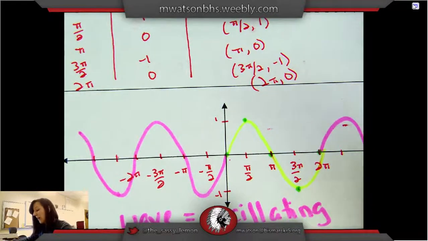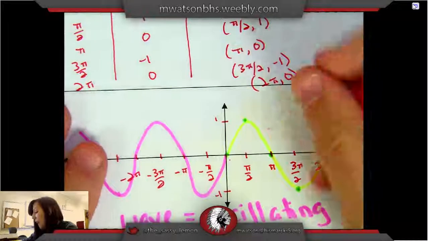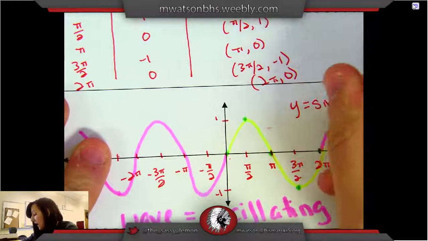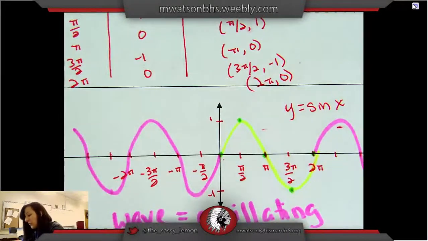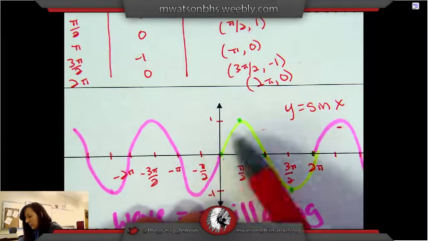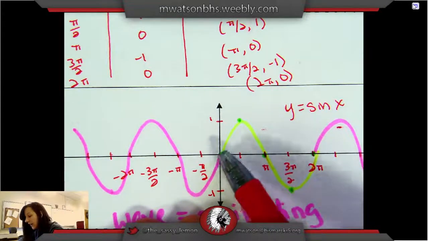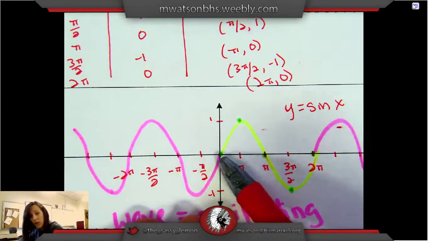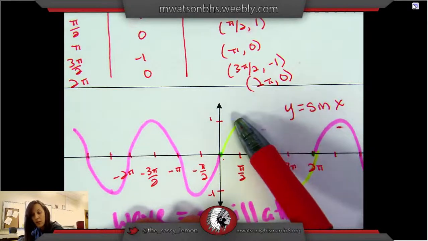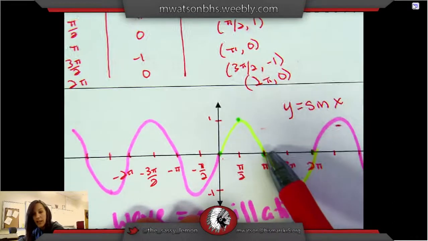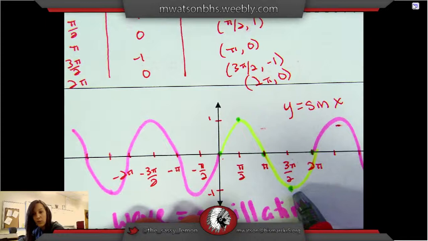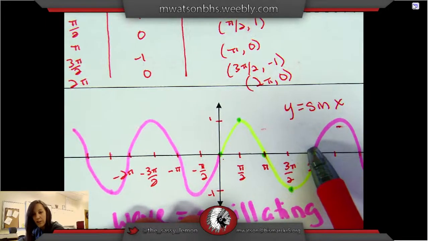So what we just graphed was y equals sine of x. And what you'll notice is if you can actually remember this curve, then you can remember the quadrantal angles of sine. Sine of 0 radians always equals 0. Sine of pi over 2 always equals 1. Sine of pi equals 0. Sine of 3 pi over 2 equals negative 1. And sine of 2 pi equals 0.